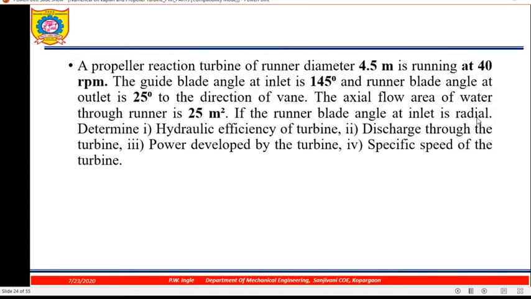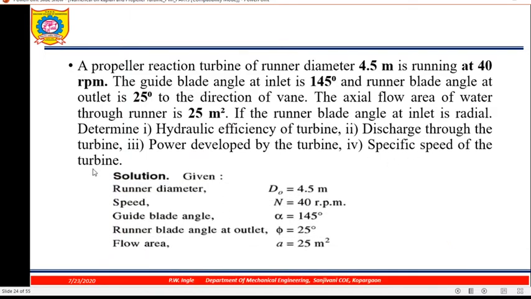If the runner blade angle at inlet is radial, that is theta angle is 90. Determine hydraulic efficiency of turbine, discharge through the turbine, power developed by the turbine and specific speed of turbine. So we go step by step. So this is the given data.